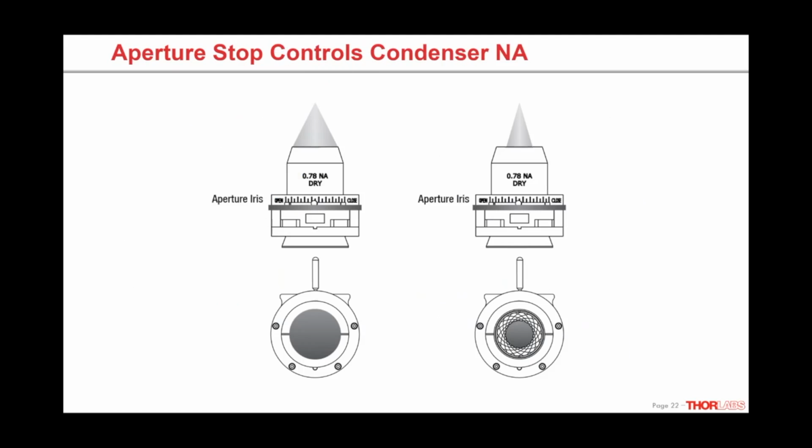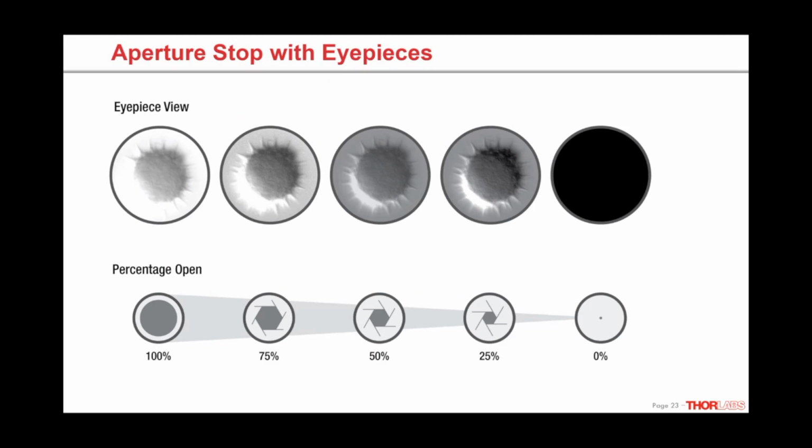When we place the eyepieces back in, you see the effect of this aperture iris on imaging. This is because when you close down the aperture iris, you are essentially changing the numerical aperture of the condenser by reducing it. This effect in the image plane is shown here. In the eyepiece view, you can see that the image starts brighter, but with less contrast. And as you stop down the aperture iris, you decrease the brightness and, more importantly, increase the contrast.